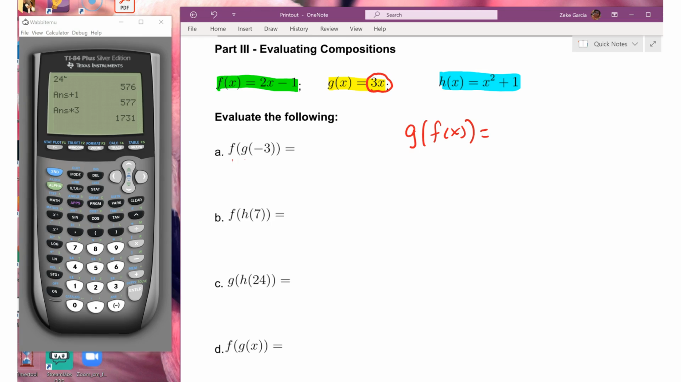Now we want to figure out g of f of x. So now our input will be f of x. In this case, f of x is going to be 2x minus 1. It will be an expression. So now we've got to figure out what is g of 2x minus 1. So you just input into g, so it's 3 parentheses 2x minus 1. Why do I say parentheses? Because it says here x, and so we're going to input 2x minus 1. So you have 6x minus 3.